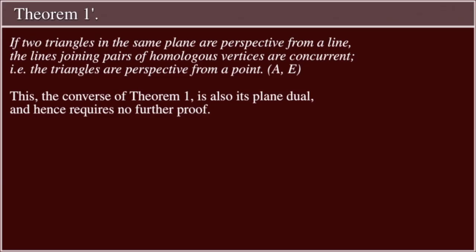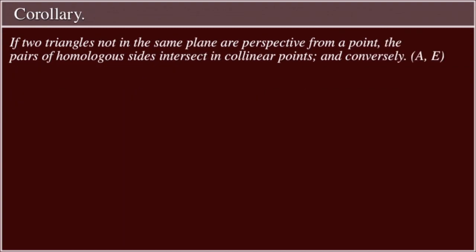Theorem 1 prime. If two triangles in the same plane are perspective from a line, the lines joining pairs of homologous vertices are concurrent, i.e., the triangles are perspective from a point. Assumptions A and E. This, the converse of Theorem 1, is also its plane dual, and hence requires no further proof. Corollary: if two triangles not in the same plane are perspective from a point, the pairs of homologous sides intersect in collinear points, and conversely.